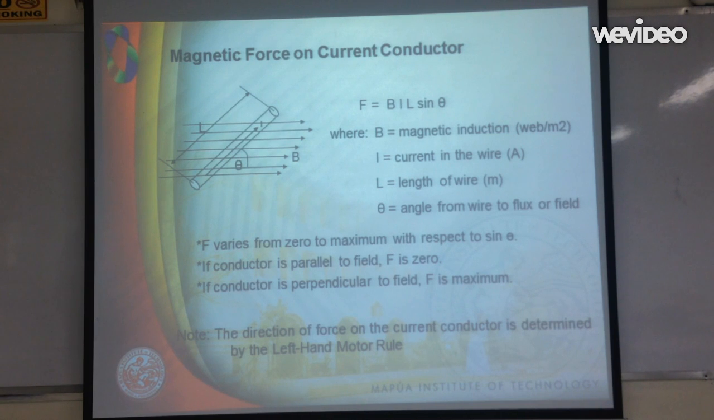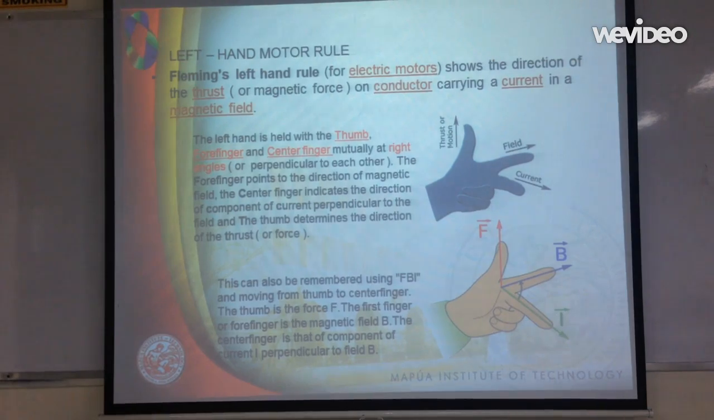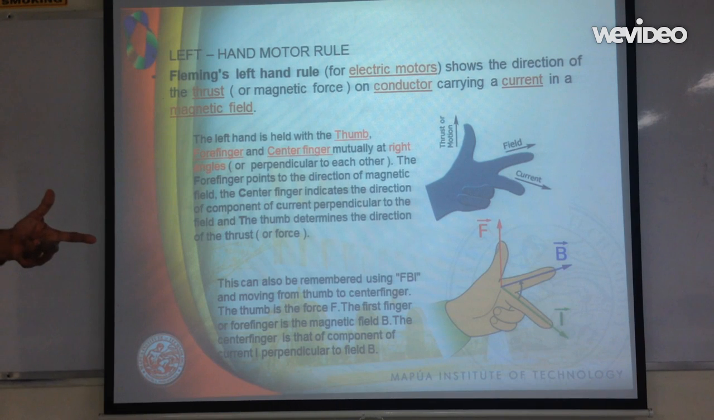Now, aside from knowing the force magnitude as explained by the formula, since force is a vector quantity, its magnitude and direction are both significant. Thus, the direction of the force is needed, and this can be determined by the left-hand motor rule. The left-hand motor rule, or Fleming's left-hand rule, determines the direction of the force on a conductor carrying current in a magnetic field. And the left hand should be arranged as follows.